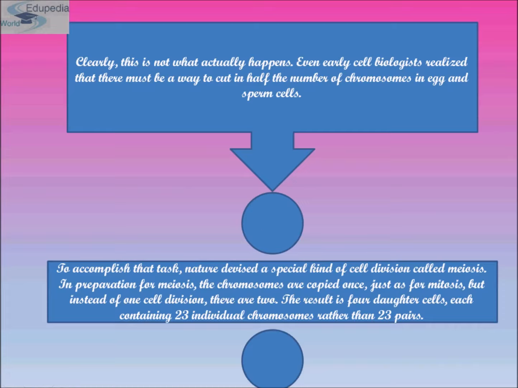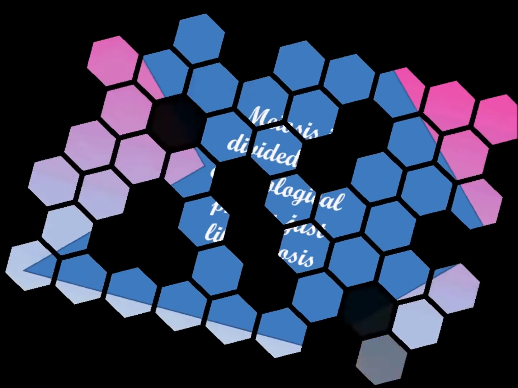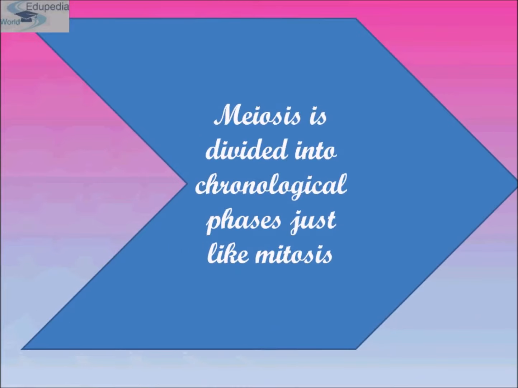In preparation for meiosis, the chromosomes are copied once, just as for mitosis, but instead of one cell division, there are 2. The result is 4 daughter cells, each containing 23 individual chromosomes rather than 23 pairs. Meiosis is divided into chronological phases just like mitosis: Prophase 1, Metaphase 1, Anaphase 1, Telophase 1, and then meiosis 2, which has Prophase 2, Metaphase 2, Anaphase 2 and Telophase 2.